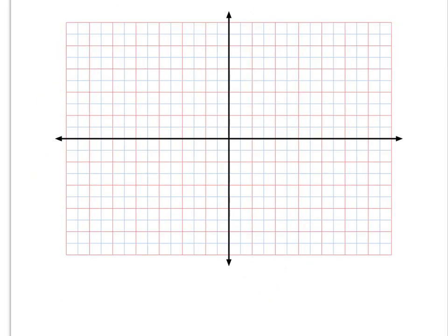Okay, now I think it's time that you try to graph one. So I want you to hit pause as soon as I give you the quadratic function and grab a piece of graph paper and try this out. So I'd like you to graph y equals x squared minus 2x minus 8. So hit pause, grab a piece of graph paper and graph that one.